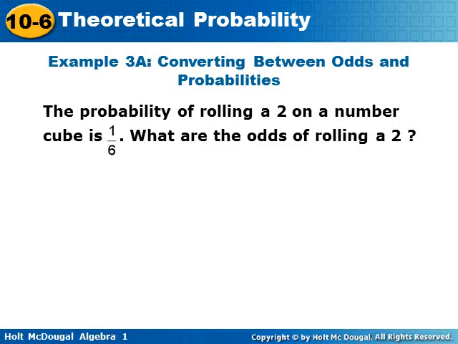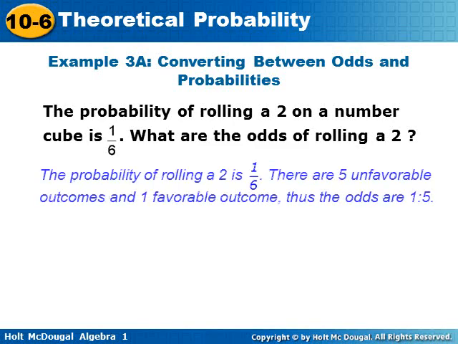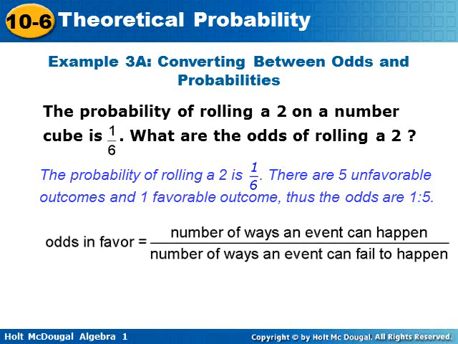The probability of rolling a 2 on a number cube is 1 to 6. What are the odds of rolling a 2? There are 5 unfavorable outcomes and 1 favorable outcome. Thus, the odds are 1 favorable outcome to 5 unfavorable outcomes. Odds are the number of ways the event can happen to the number of ways the event can fail to happen. So it would be 1/5. Odds in favor are 1 to 5.